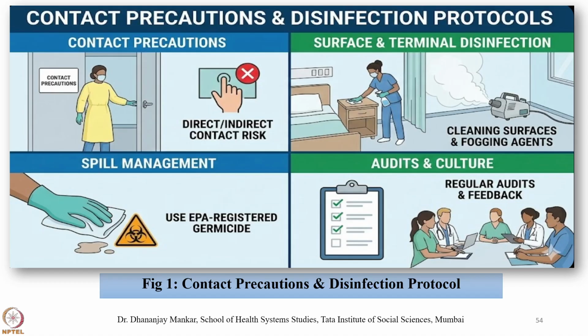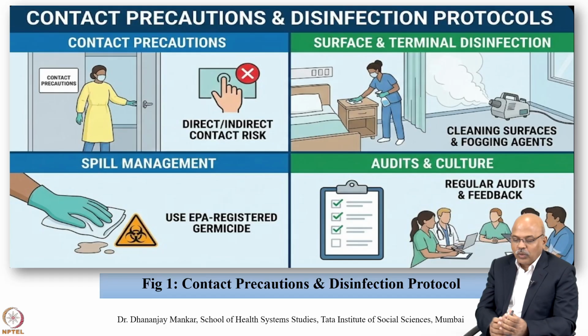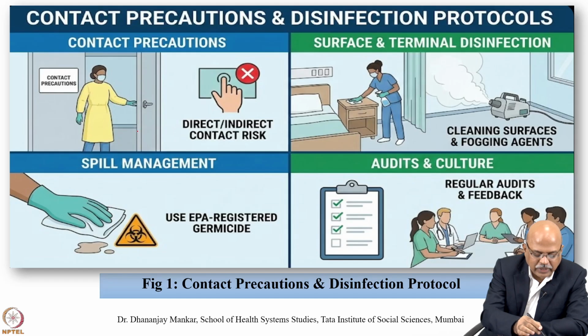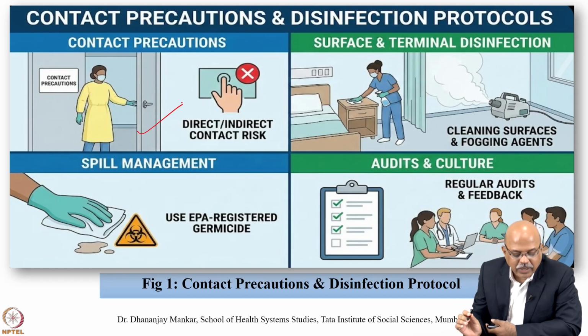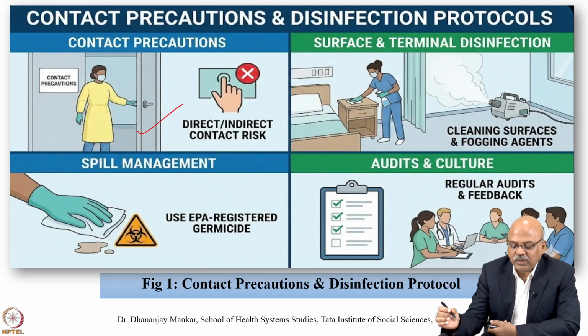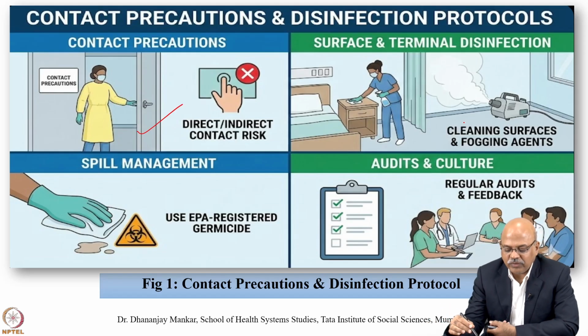So this is a display of contact precaution and disinfection protocol, where you can see in the first picture what the contact precautions are, where direct and indirect contact risk is being displayed. In the second picture, we can see the surface and terminal disinfection, which is cleaning surfaces, and fogging agents should be used properly.